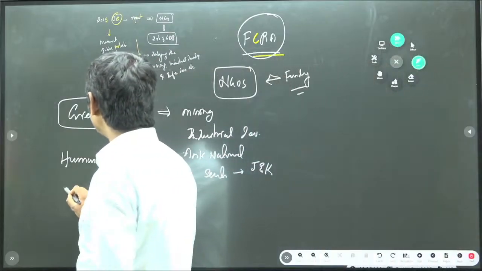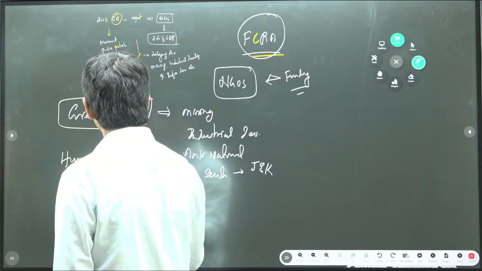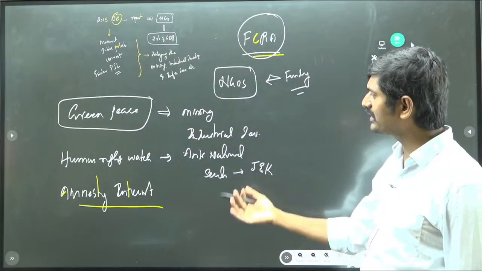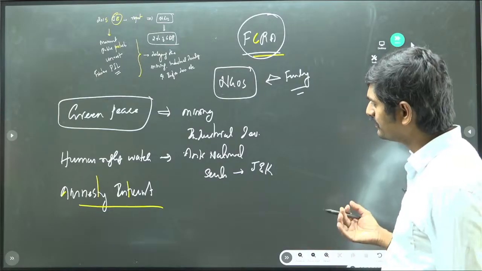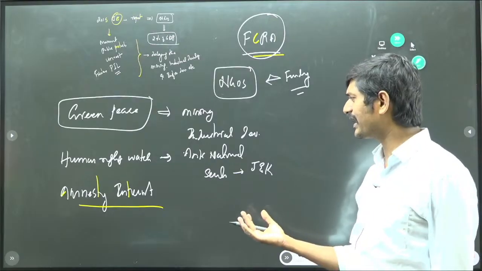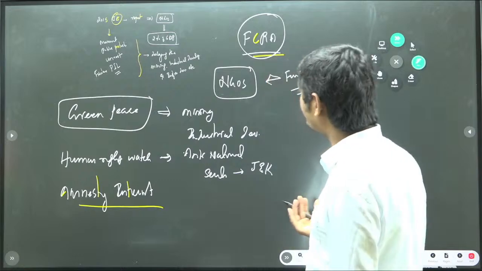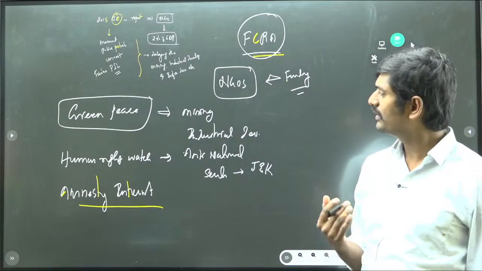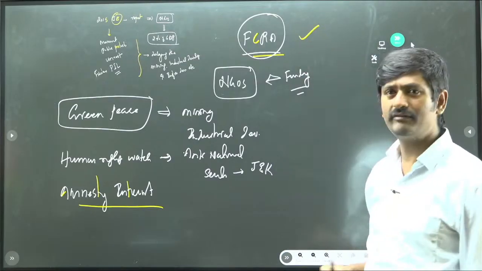And moreover, Amnesty International. In the name of human rights, it has tried to promote interests against the nation, like sympathizing with the terrorists and other various reasons. For example, when terrorists were hanged, Amnesty International came and condemned it. So these are particularly going against the sovereignty of the country. That's why the government tries to impose strict regulations under the FCRA.